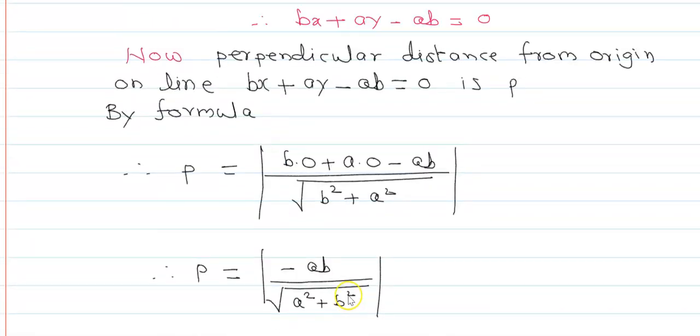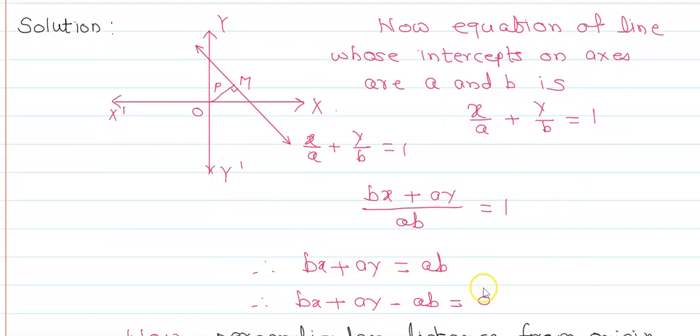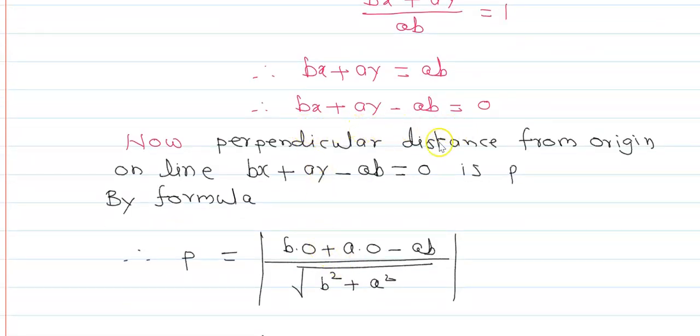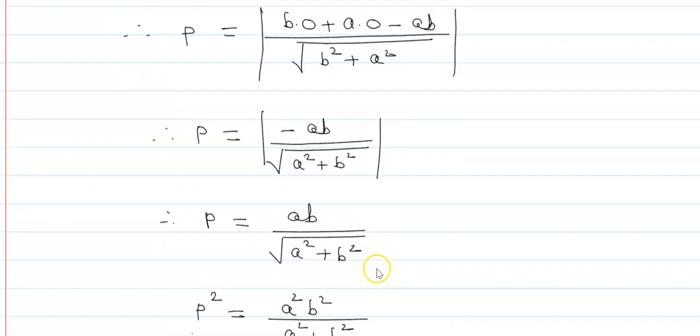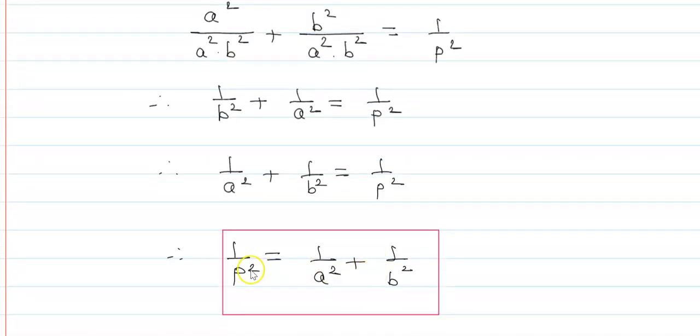Okay, simple problem. The perpendicular distance from the origin on the line whose intercepts on the coordinate axes are a and b. That equation is nothing but x upon a plus y upon b is equal to 1. If we simplify, then you will get the equation of the line bx plus ay minus ab is equal to 0. Now the perpendicular distance from the origin on the line bx plus ay minus ab is equal to 0 is, and if we simplify this, then you will get the required result.